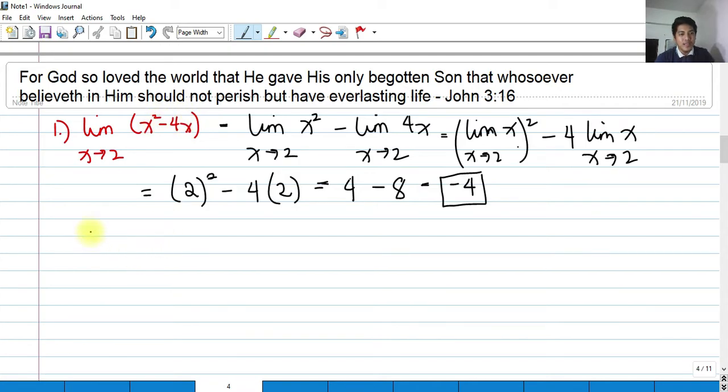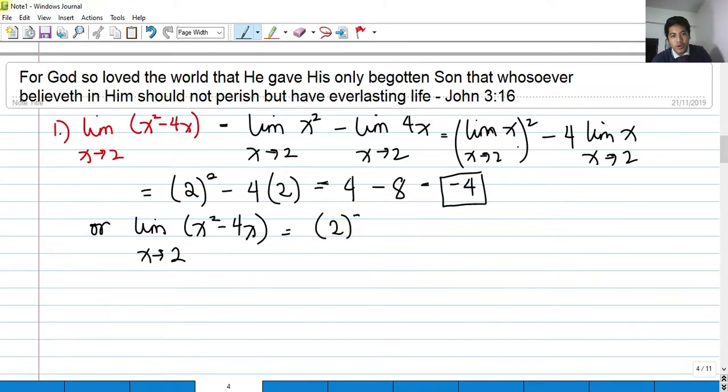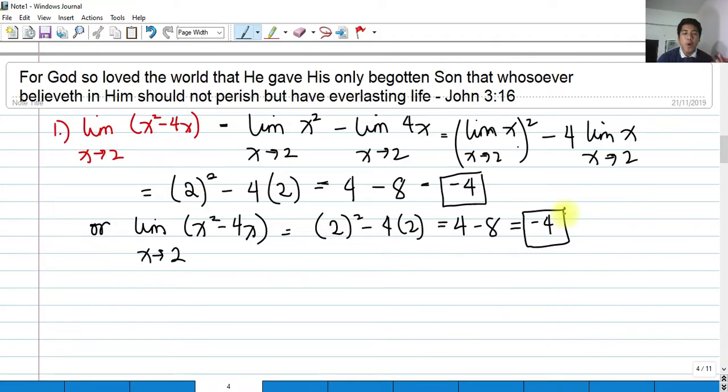So, another way to solve this: since this is a polynomial function, we can substitute directly the value of a in our x term. So we can have 2 squared minus 4 times 2, which equals 4 minus 8, and that is equivalent to negative 4. So if we are evaluating the limit of a polynomial, we can simply substitute the value of a for our x's here. And that's the answer.